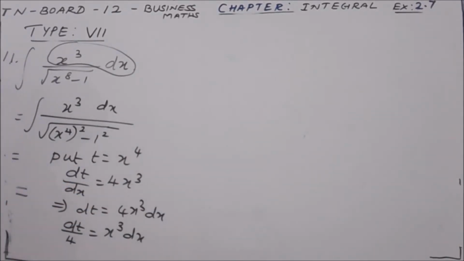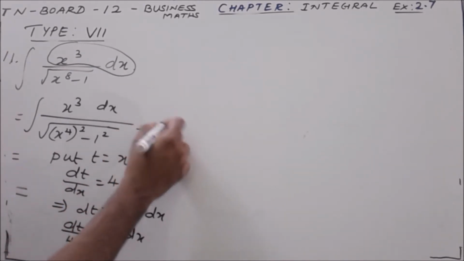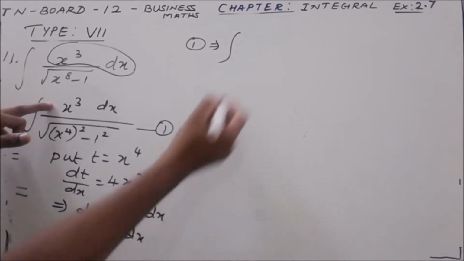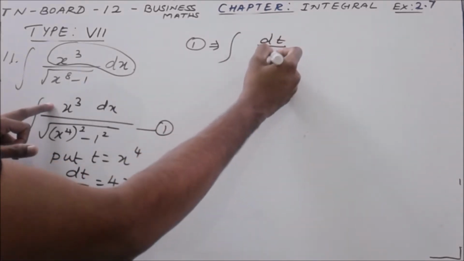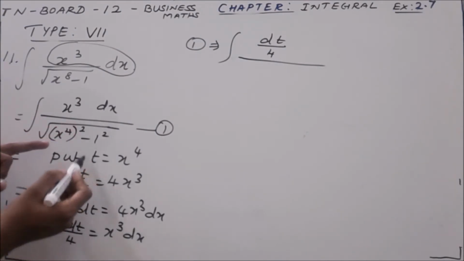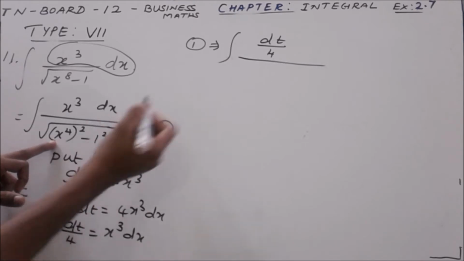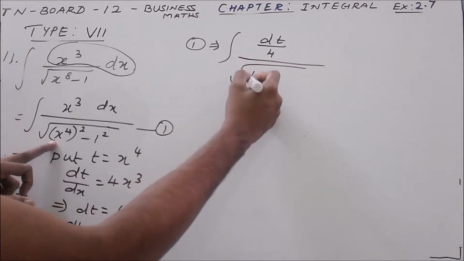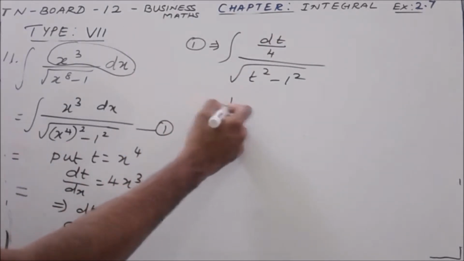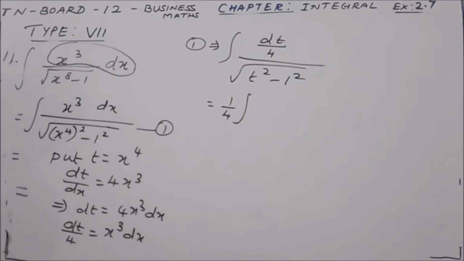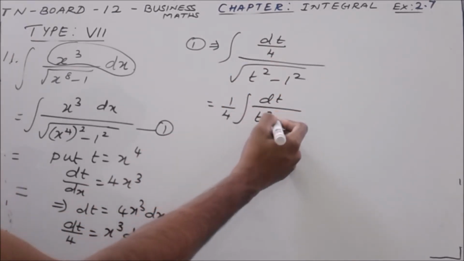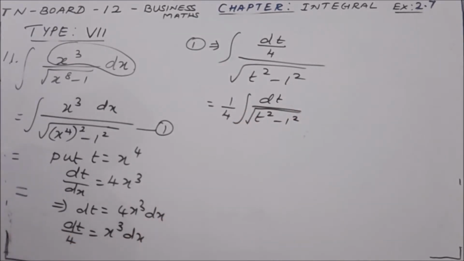That is, take it as I. I implies integral x cube dx is dt by 4, whole divided by root of x power 4 whole square, means t square, because x power 4 is t, that is root of t square minus 1 square. 1 by 4 is constant, so keep it 1 by 4 here. Then remaining is dt by root of t square minus 1 square.